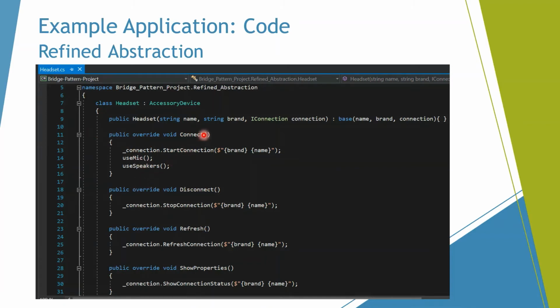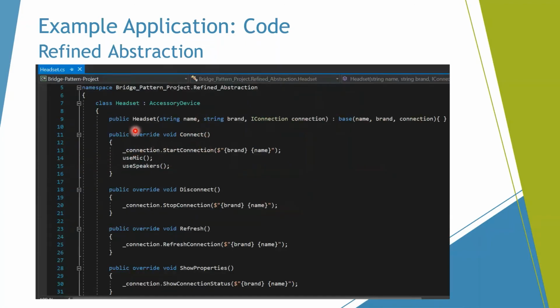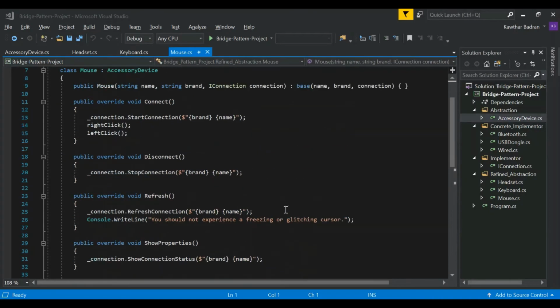And as we can see, we have some functions that are related specifically to the headset. These aren't inherited, so it's just related to the headset, and they just display messages showing that this is the headset being used, and these two functions are called in the connection method. So we have two other refined abstraction objects. These are the keyboard and the mouse.